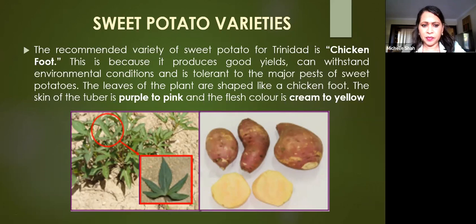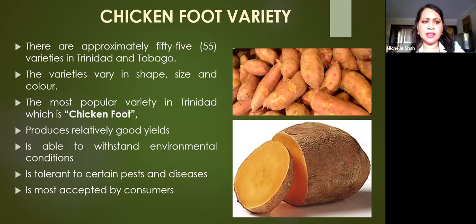There are approximately 55 varieties in Trinidad and Tobago. The varieties vary in shape, size, and color. And the most popular variety in Trinidad, chicken foot, produces relatively good yields and can withstand environmental conditions. And it is most accepted by consumers. We see the diagram here of what the sweet potato looks like.